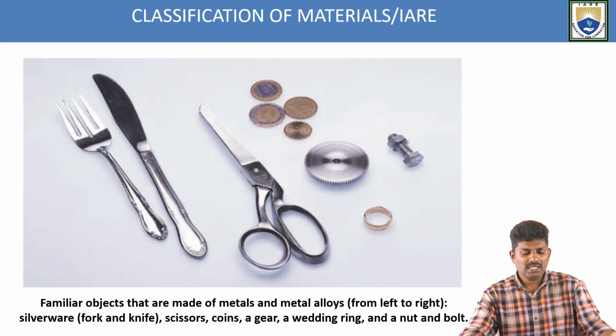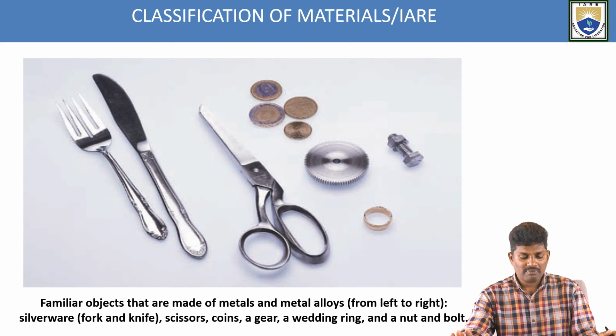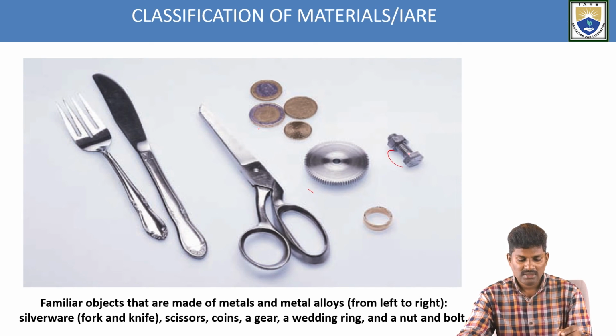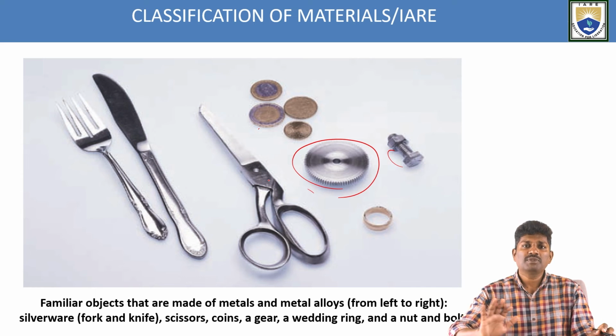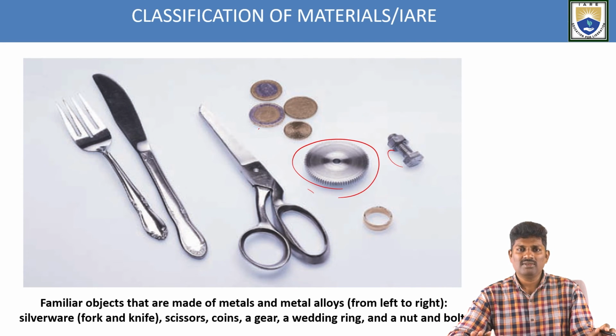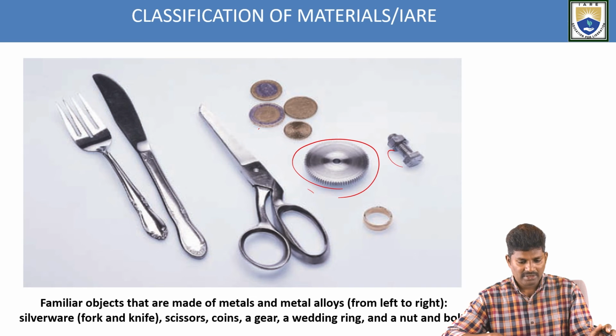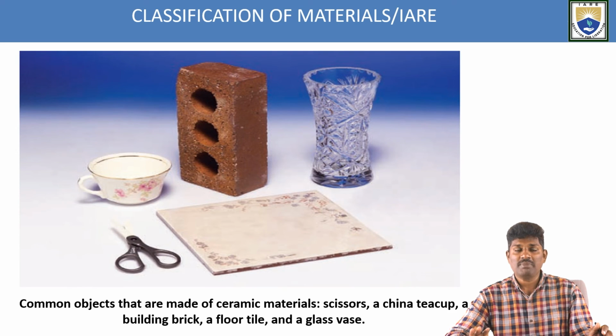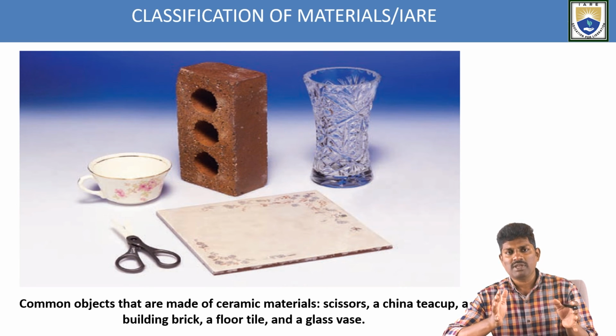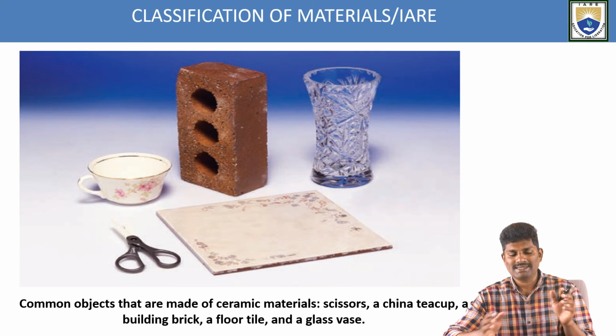And if you see the familiar objects which are made up of metals and metal alloys: the silver fork, scissors, coins, wedding ring, nut and bolt, gear. These are the different types of familiar objects which we see in our daily life, which are made up of metals and metal alloys. These are some of the pictures you can identify, and next are the ceramic materials. All these things we are seeing in the slides are what we watch on a daily basis. That's why I'm giving these examples.